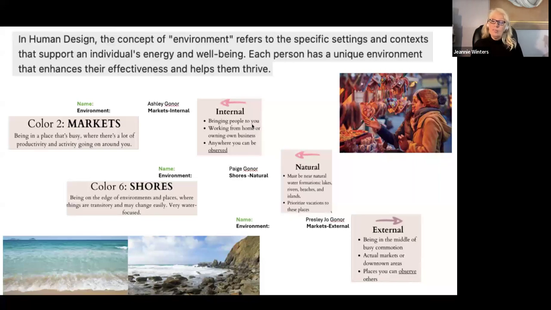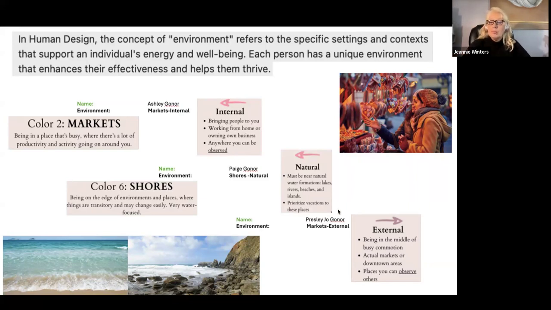That's a perfect example of internal markets, right? If you chose to have a bunch of people on a podcast or engage with them at a retreat, that is your choice. You bring people to you. Working from home or owning your own business, anywhere that you can be observed. Remember, I don't like the terminology of a lot of things, but you decide when you want interaction to happen and you decide when and where it will.